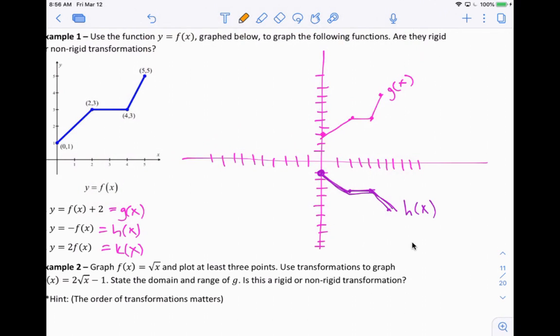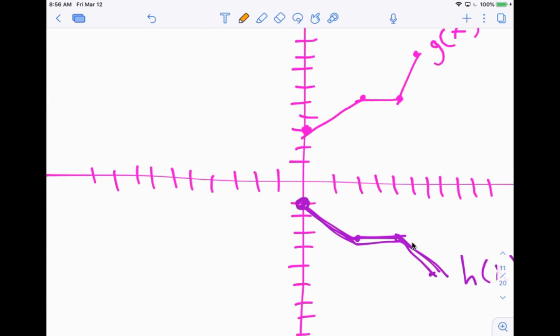All right, with k of x, though, we're multiplying by 2. What's going to happen there? All of our y values are going to multiply by 2. So it's the same thing as if you multiply by -1, but instead of flipping over, everything's going to get a little bit bigger. So 0, 1. 1 times 2 is 2, so that's going to go up here to, pardon me, it's going to go here to 0, 2.